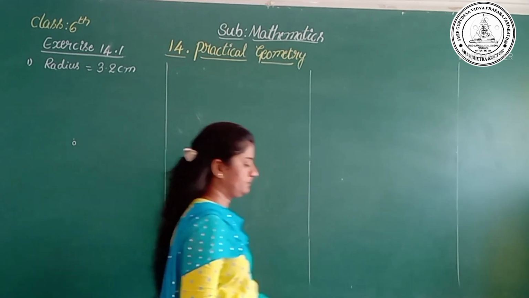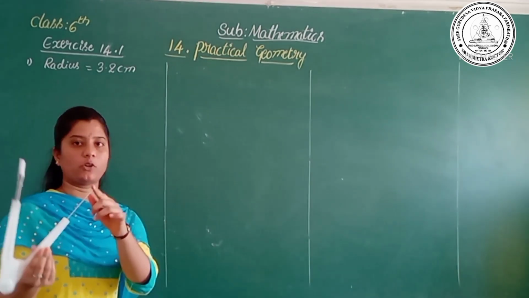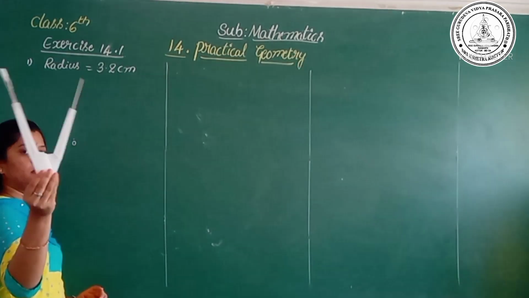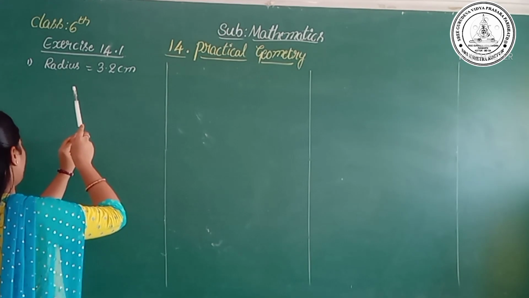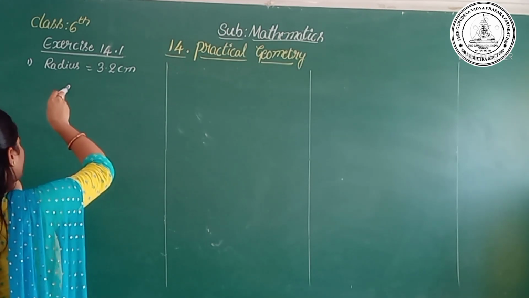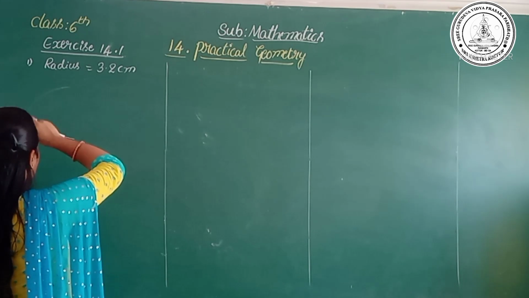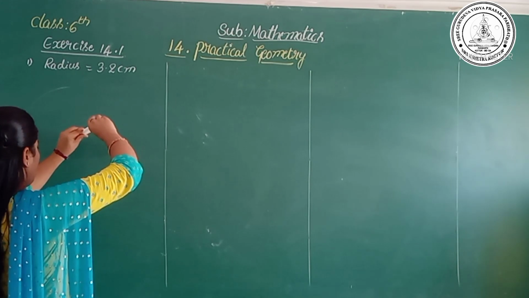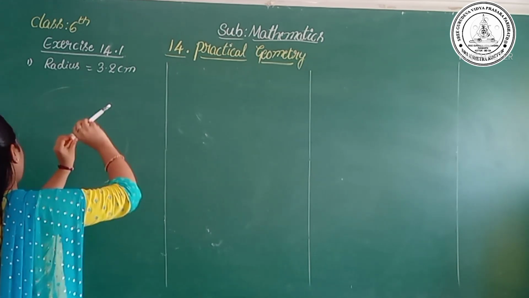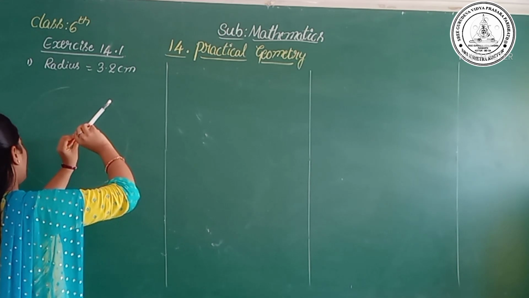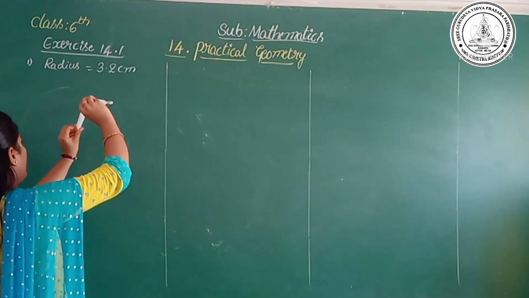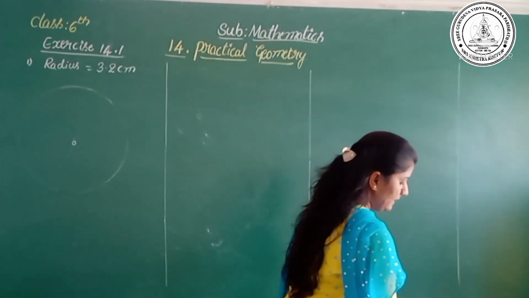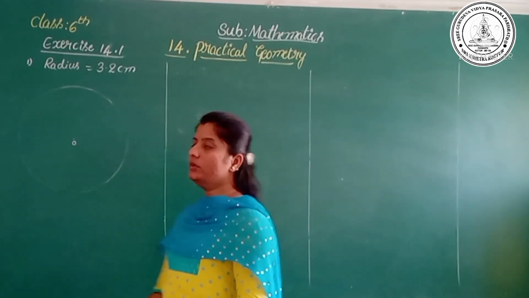Next, place the sharp tip of the compasses on the center, and hold the compasses at the screw side. And just at once you have to draw a circle. Be careful to complete it in one movement. Okay, so it is the circle having the radius 3.2 centimeter.